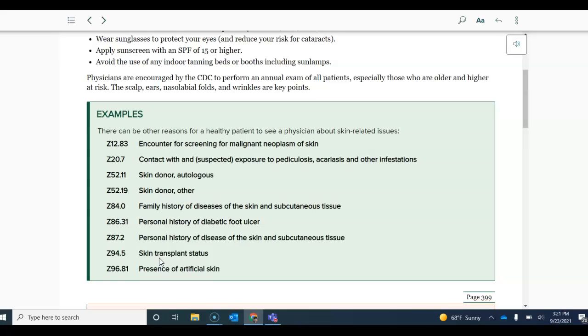Let's say my father-in-law had to have a malignant melanoma taken off of his temple, so they did a skin graft, an autograft, meaning from himself, from his leg. They took a piece of skin from his leg and transplanted it up to his temple. So here's a skin transplant status. In his case, this is autologous, because it was from himself. So you may see some Z codes in here, but those are the big things in the integumentary system.